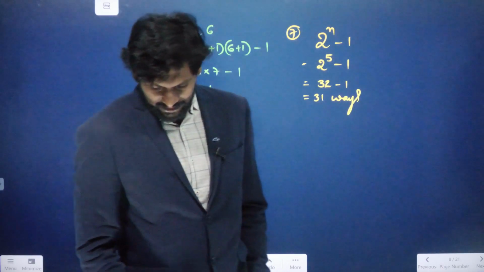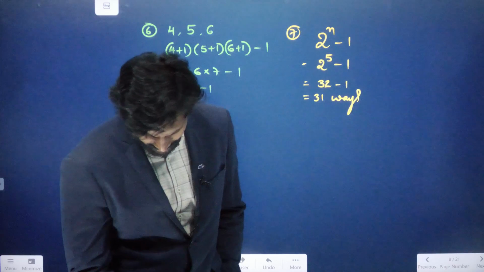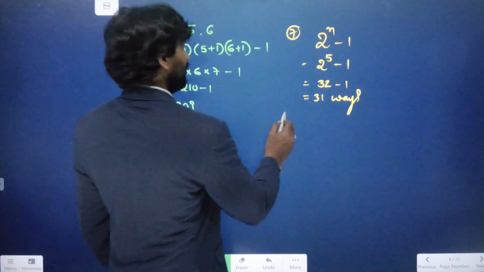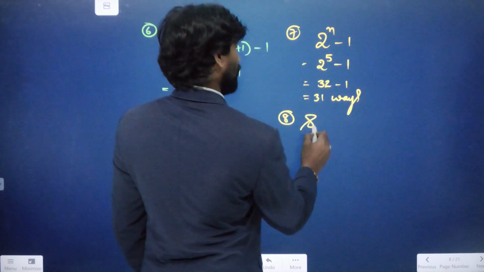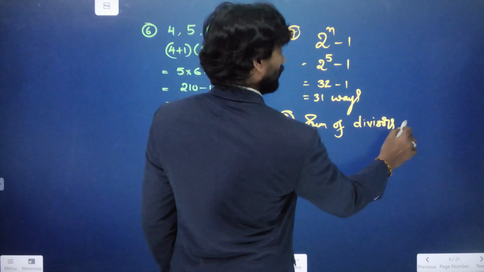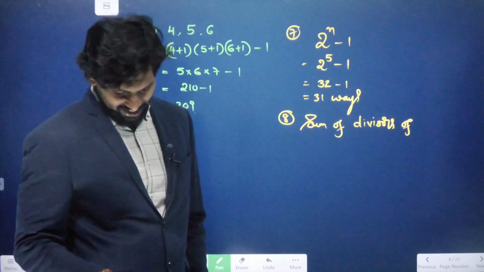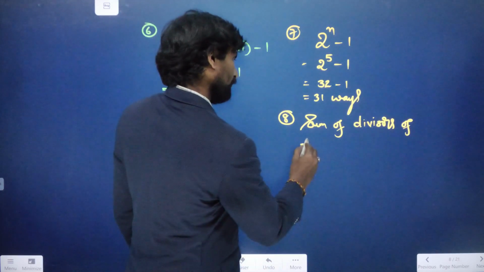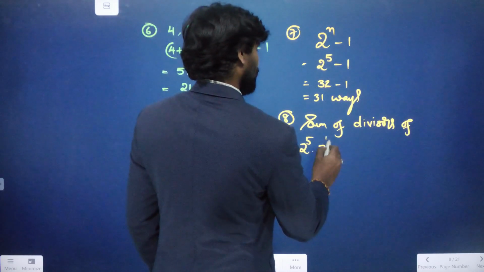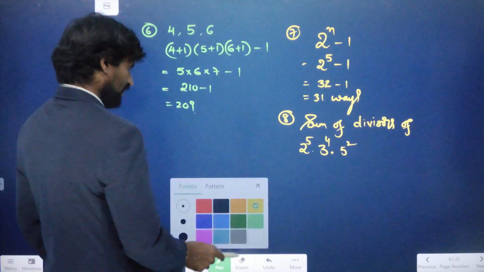Now question number 8, the sum of divisors. Sum of divisors of 2 power 5 into 3 power 4 into 5 square. The number is already given as a product of its prime factors: 2 power 5 into 3 power 4 into 5 square. As a number system, we have a format like this.